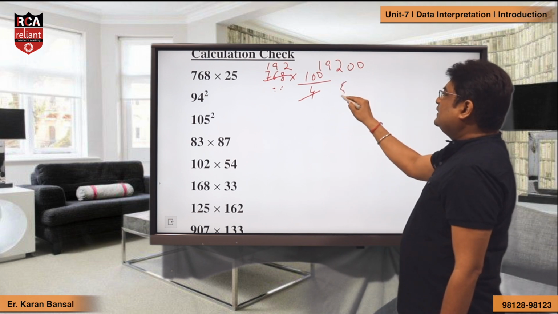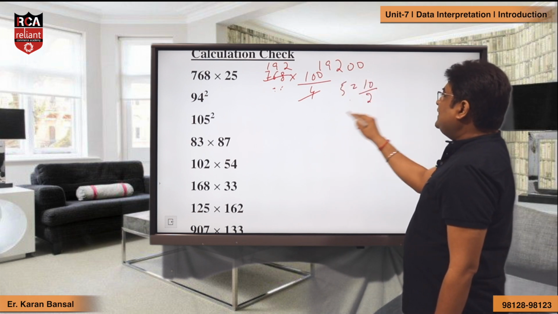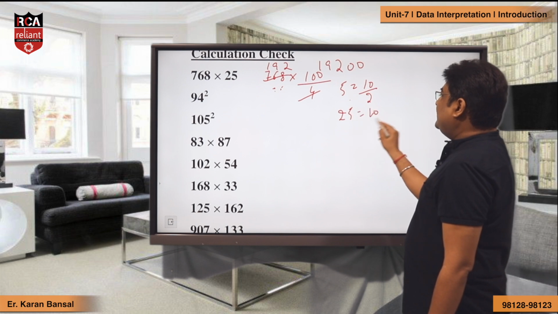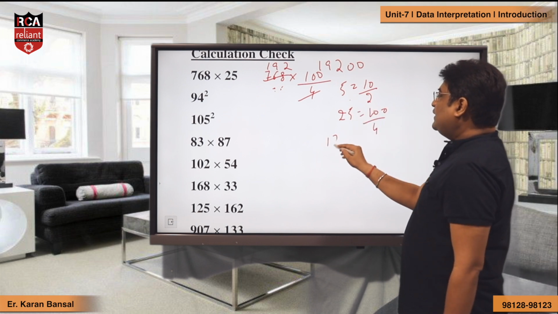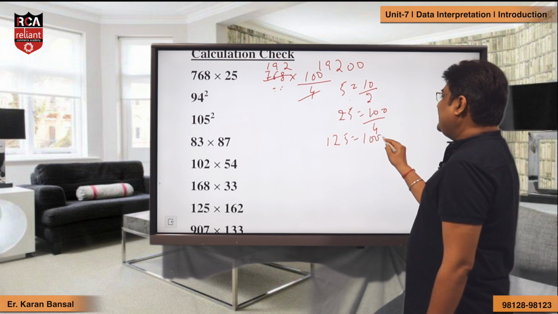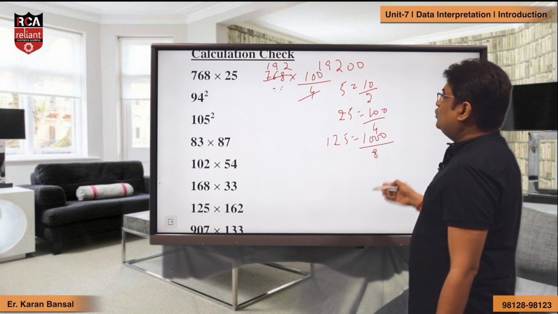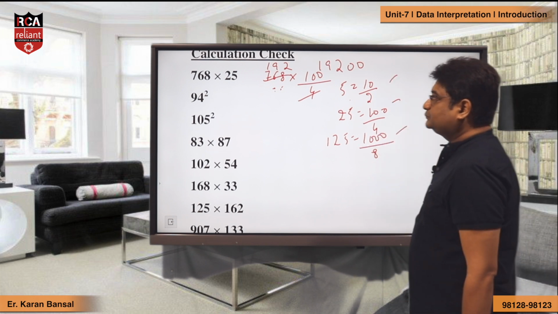So it's very simple. 5 I can write as 10 by 2. 25 is 100 by 4. 125 is 1000 by 8, and so on. So remember this. All right.